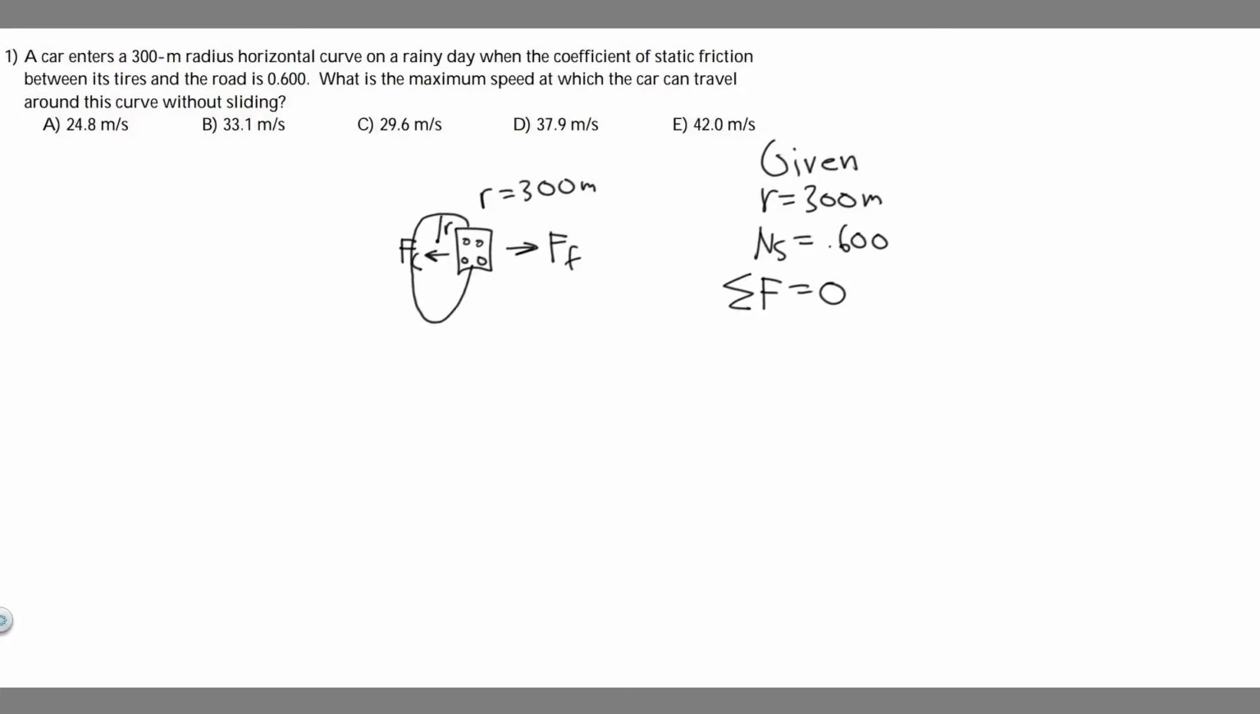In this problem, we're told a car enters a 300-meter radius horizontal curve on a rainy day when the coefficient of static friction between its tires and the road is 0.6. What is the maximum speed at which the car can travel around this curve without sliding?